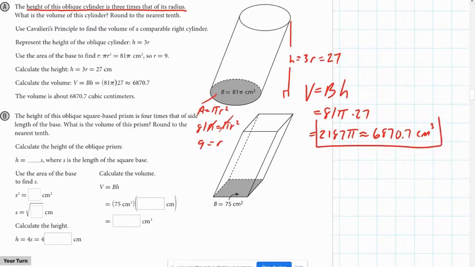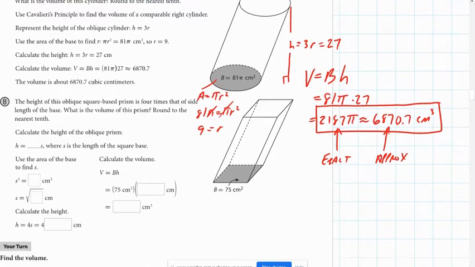So both answers are important. I would like you to be able to write the answers in exact form, so that's in terms of pi. And then this is an approximation. So try to get in the habit of doing that with every problem. Write an exact answer in terms of pi that's not rounded anywhere, and then a rounded answer is also helpful.